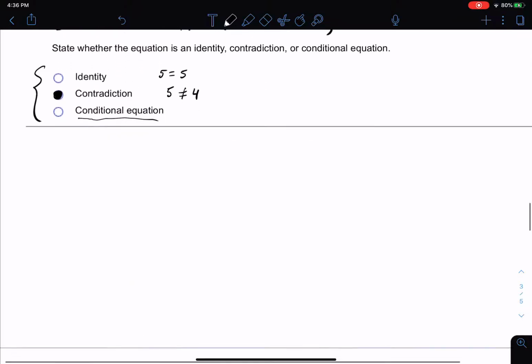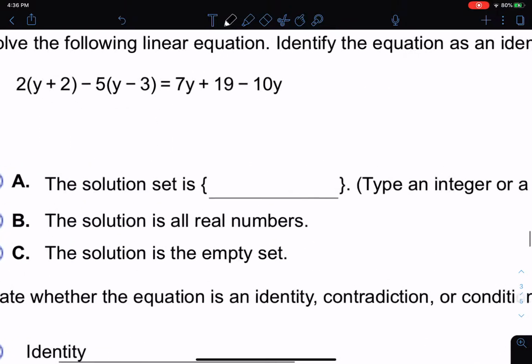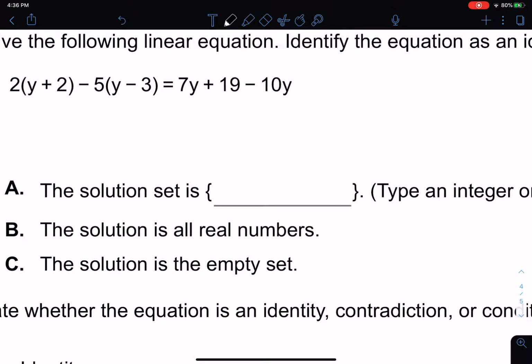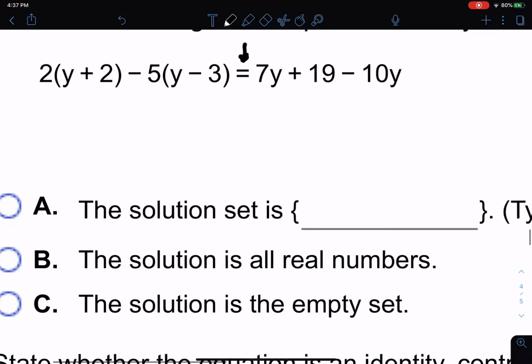Let's try another one. Number 12. Yikes, look at that. Well, that's a big old mess. And what you want to do first when you have a big old mess, there's the equation, equal sign, you've got a left side and a right side, you want to simplify, meaning clean it up first before you try to isolate the variable. So let's try to clean it up. It's called simplification or simplify. 2 times y is 2y. 2 times 2 is 4.